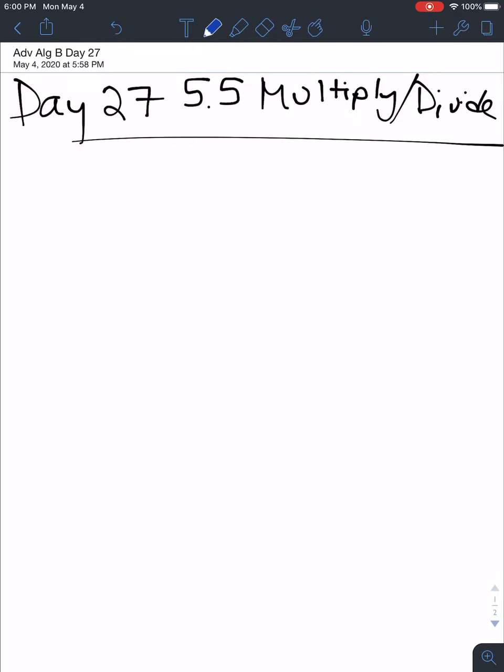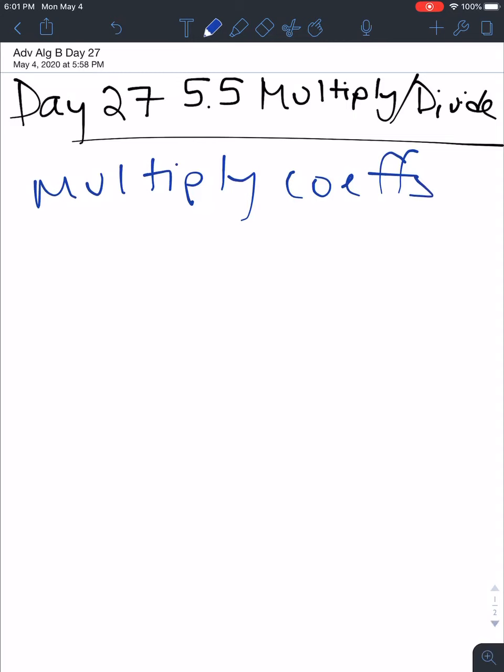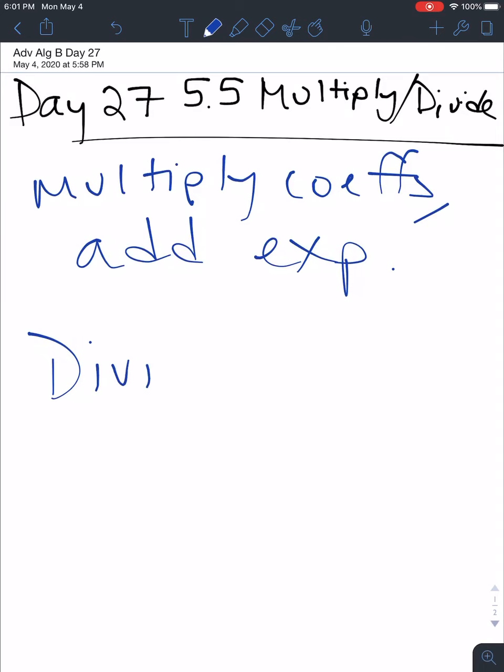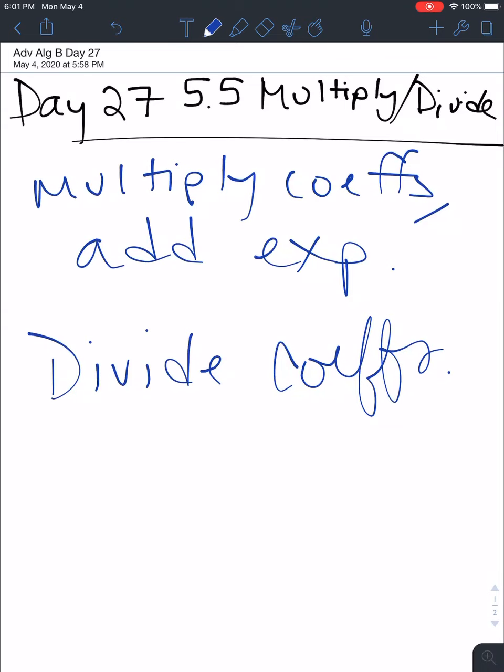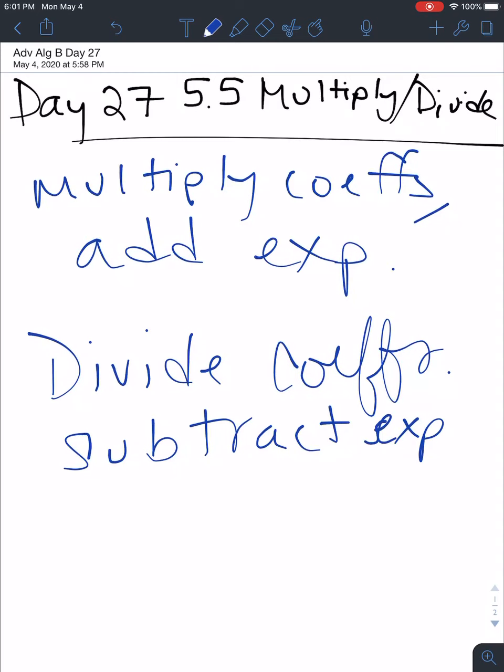All right? So when you're multiplying polynomials, you have to multiply coefficients and you add exponents, right? And when you are dividing, you divide coefficients and you subtract exponents, all right? Technically, I will say for this division piece, that only works for simple cases, dividing by like one term, right?